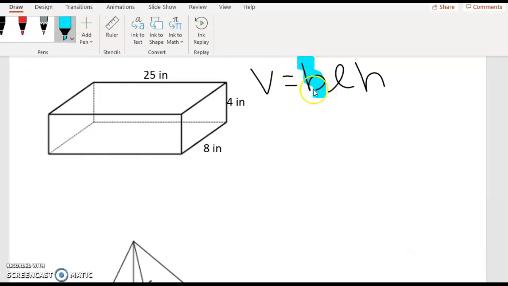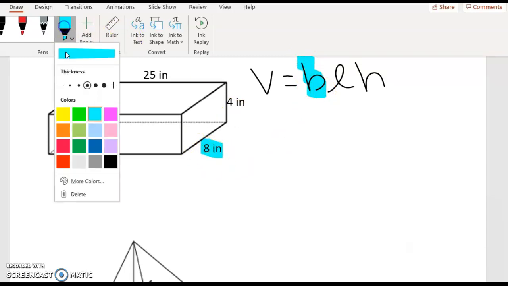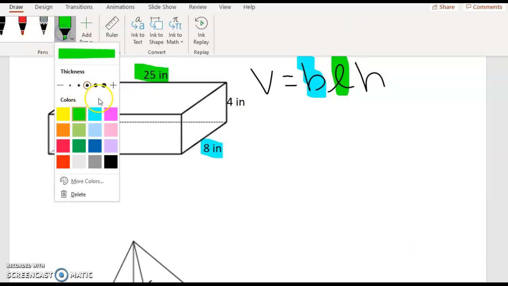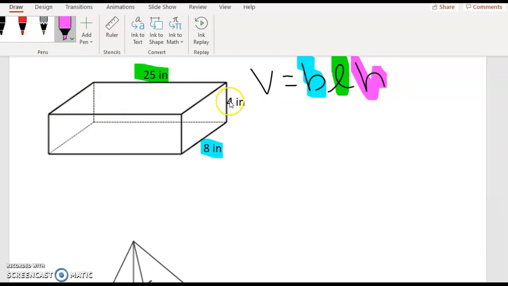Our base on this one is going to be this blue, which we know is going to be right here, our 8. Our length is going to be the length of our prism, so that's 25. And we know that our height is going to be how tall it is. We'll do it in pink. It's going to be this 4 right here.